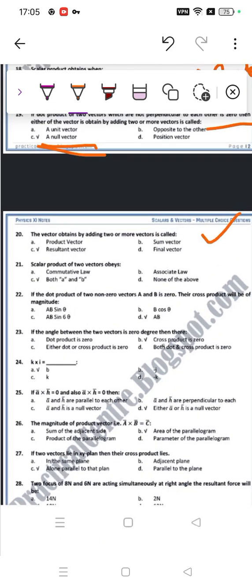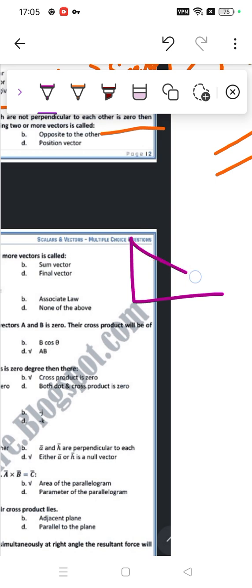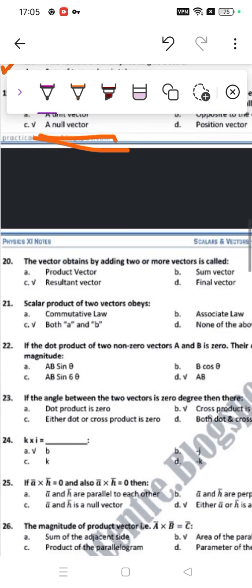Then, the vector obtained by adding two or more vectors. This means if we have this one component, and this is the other component, if we add a plus b, we'll get this, and this is called the resultant. So this means C is the right option.